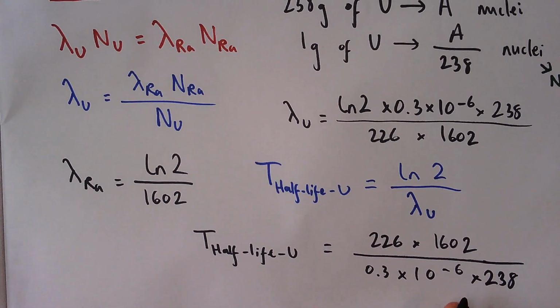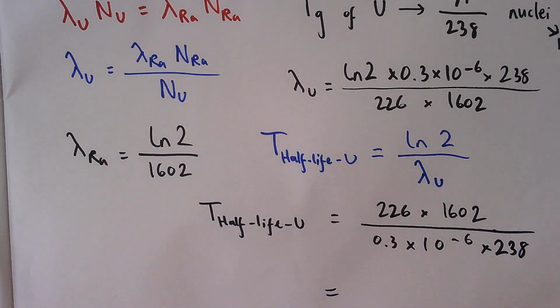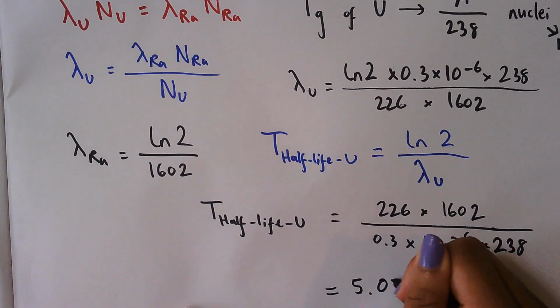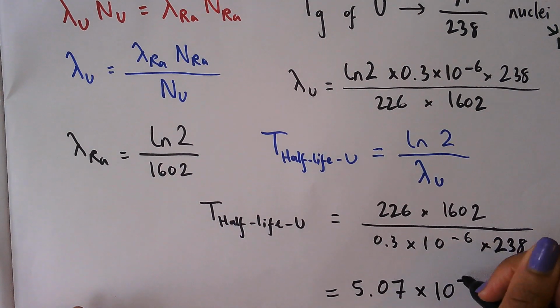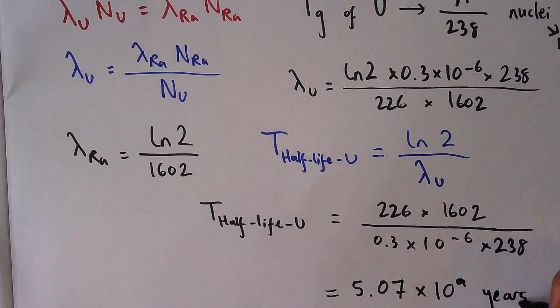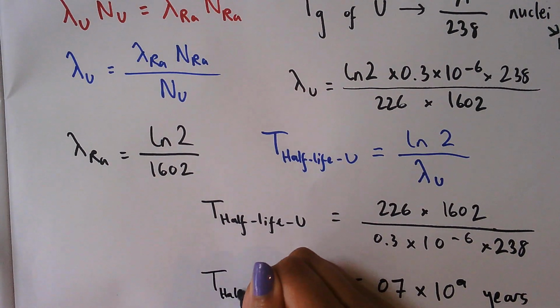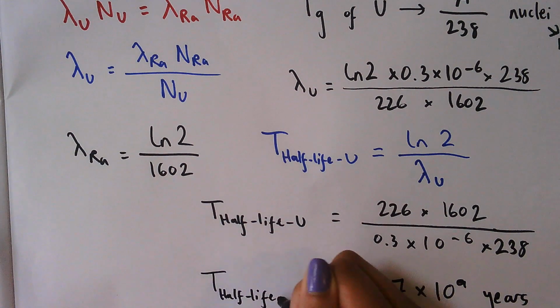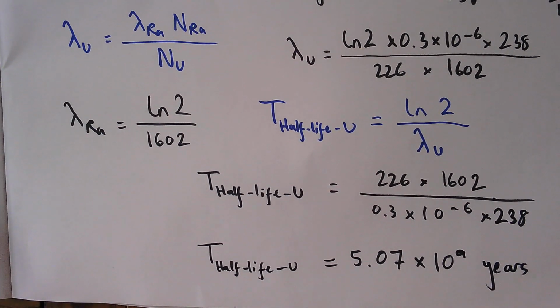And if you do this calculation, you'll see that the half-life of uranium comes out to be 5.07 times 10 to the power 9, so billions of years. And this is in years. And yes, that's the final answer.